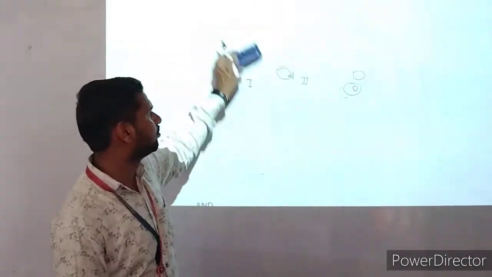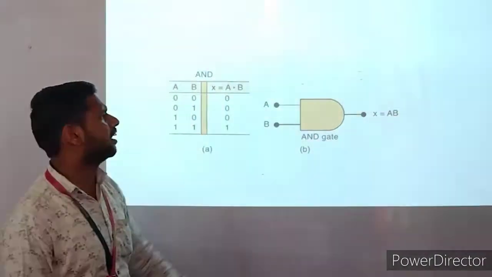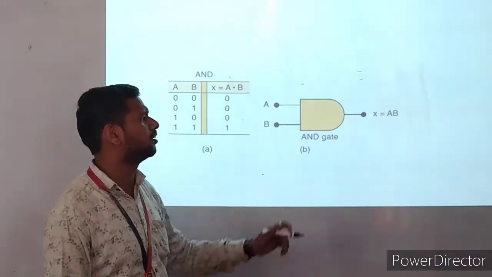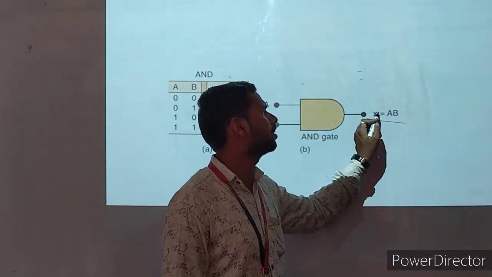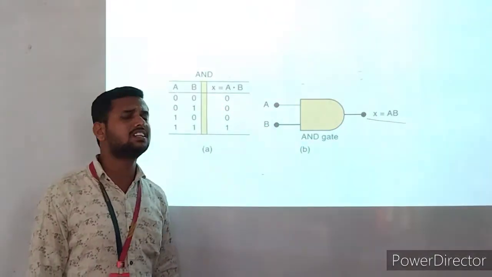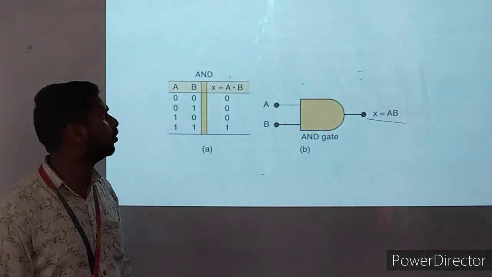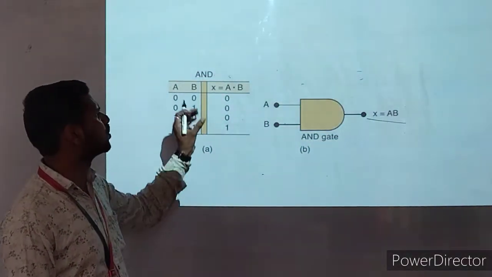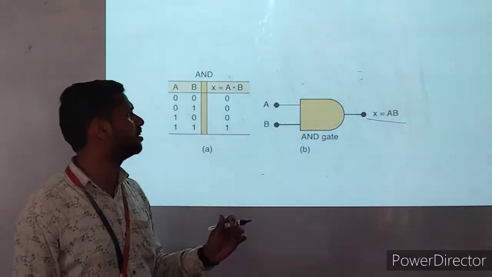Next is the AND gate. What is the function of the AND gate? The function, or output expression, can be said as X is equal to A into B, and also the truth table, which shows all possibilities of the input.